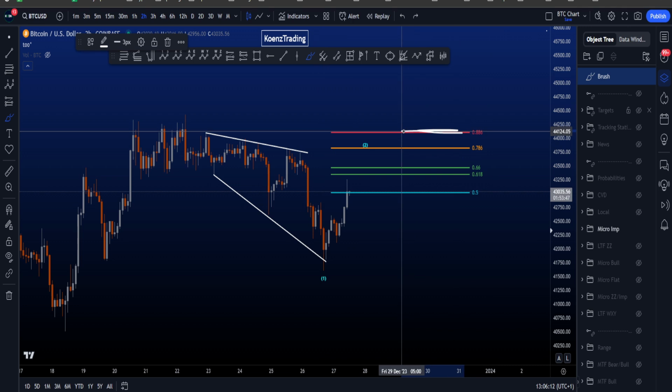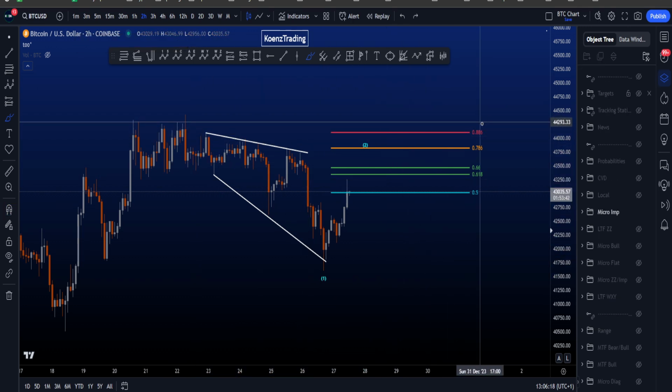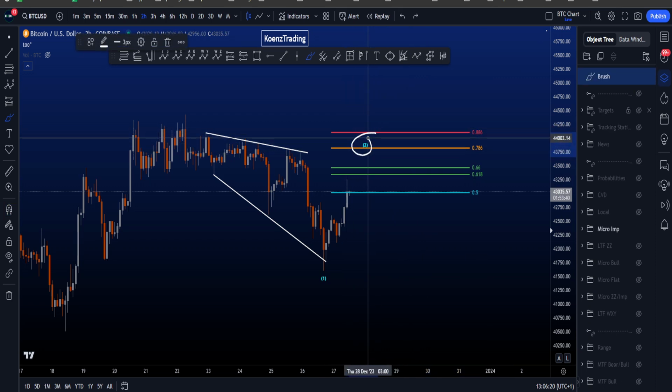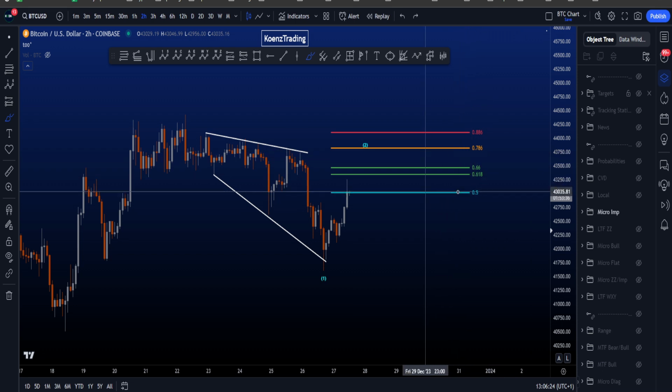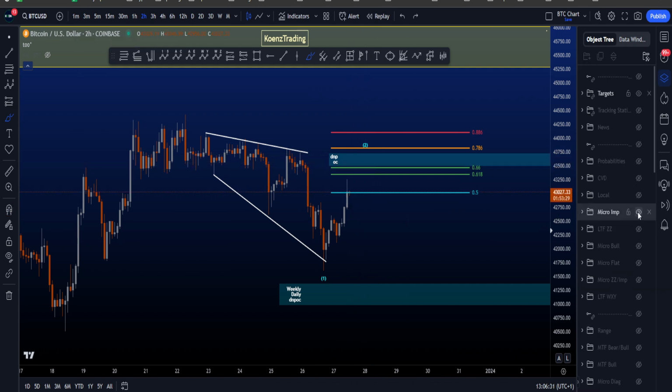The moment the 0.886 is hit, probabilities decrease for this scenario because you don't want the 0.886 hit, as that is a less common target for a wave 2. As you can see, the 0.5 has already been hit, but nonetheless that target area here is very interesting.